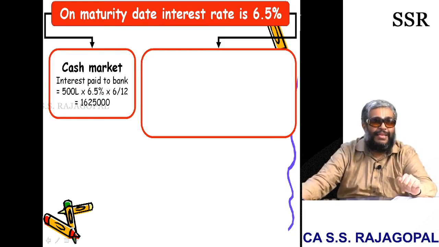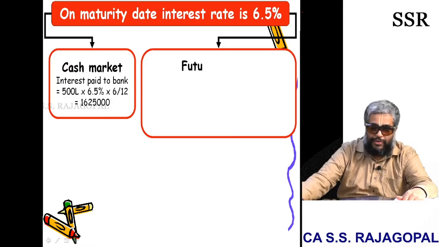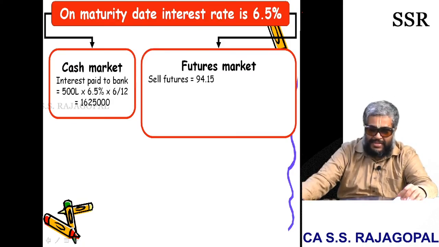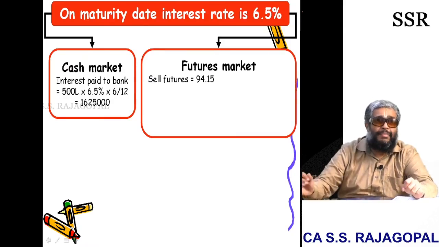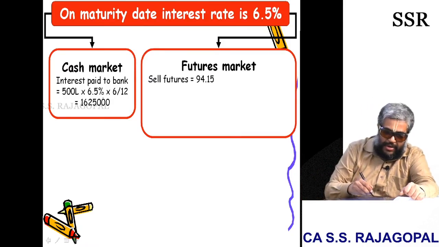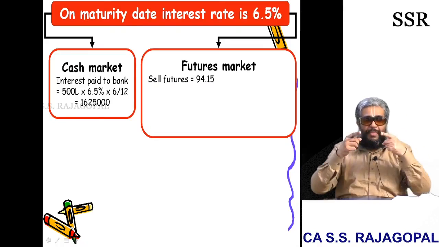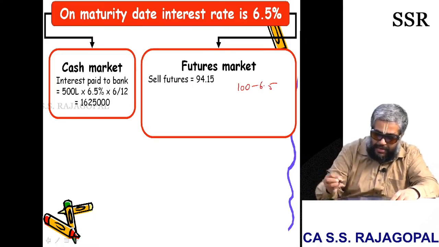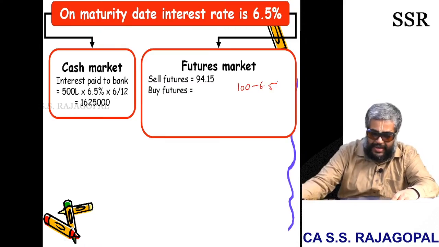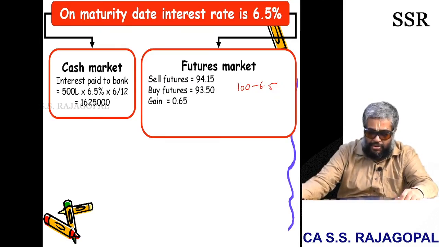Don't cry, futures is there. Okay, it is 16,25,000. Futures market: I have a sell futures at 94.15. On the maturity date, the futures market will also close at 6.5% interest because on the maturity date there will be convergence between cash and futures markets. So if we say 100 minus 6.5, it will be closing a buy futures at 93.5. Profit is equal to 0.65.